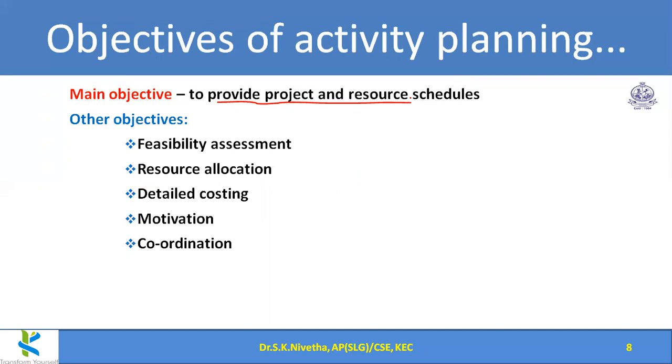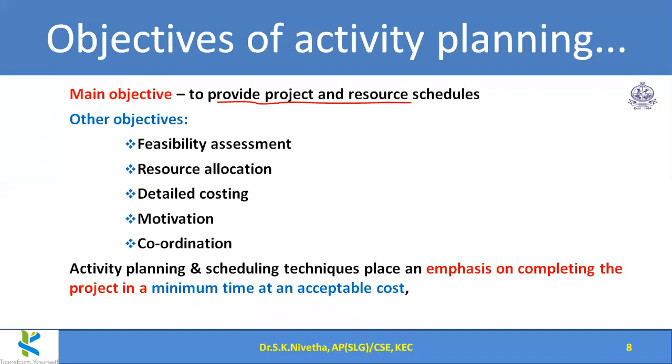So if activity level planning is there, we'll be mapping the persons also. Which person has to do which activity? Who is responsible for which activity? Everything will be drafted, and based on that they can work.